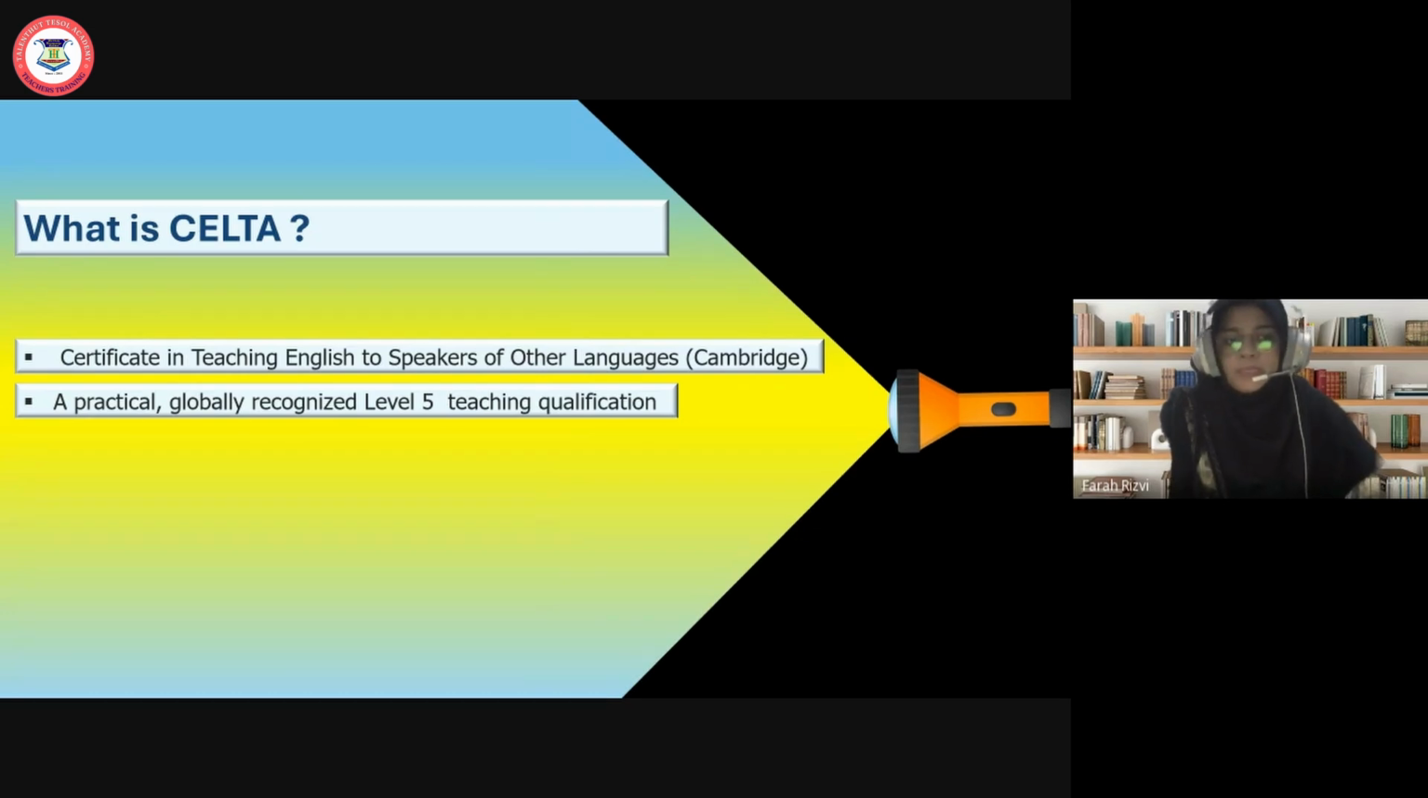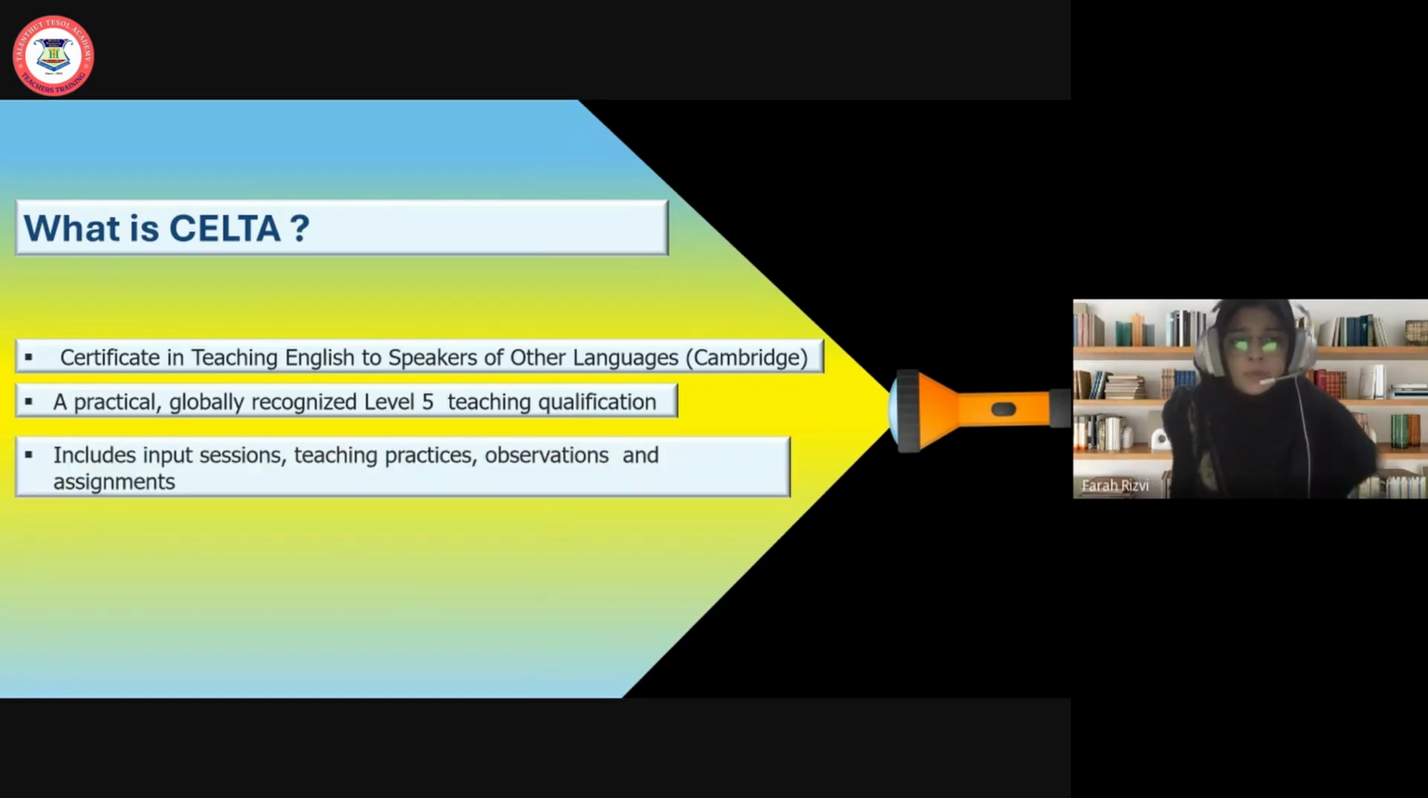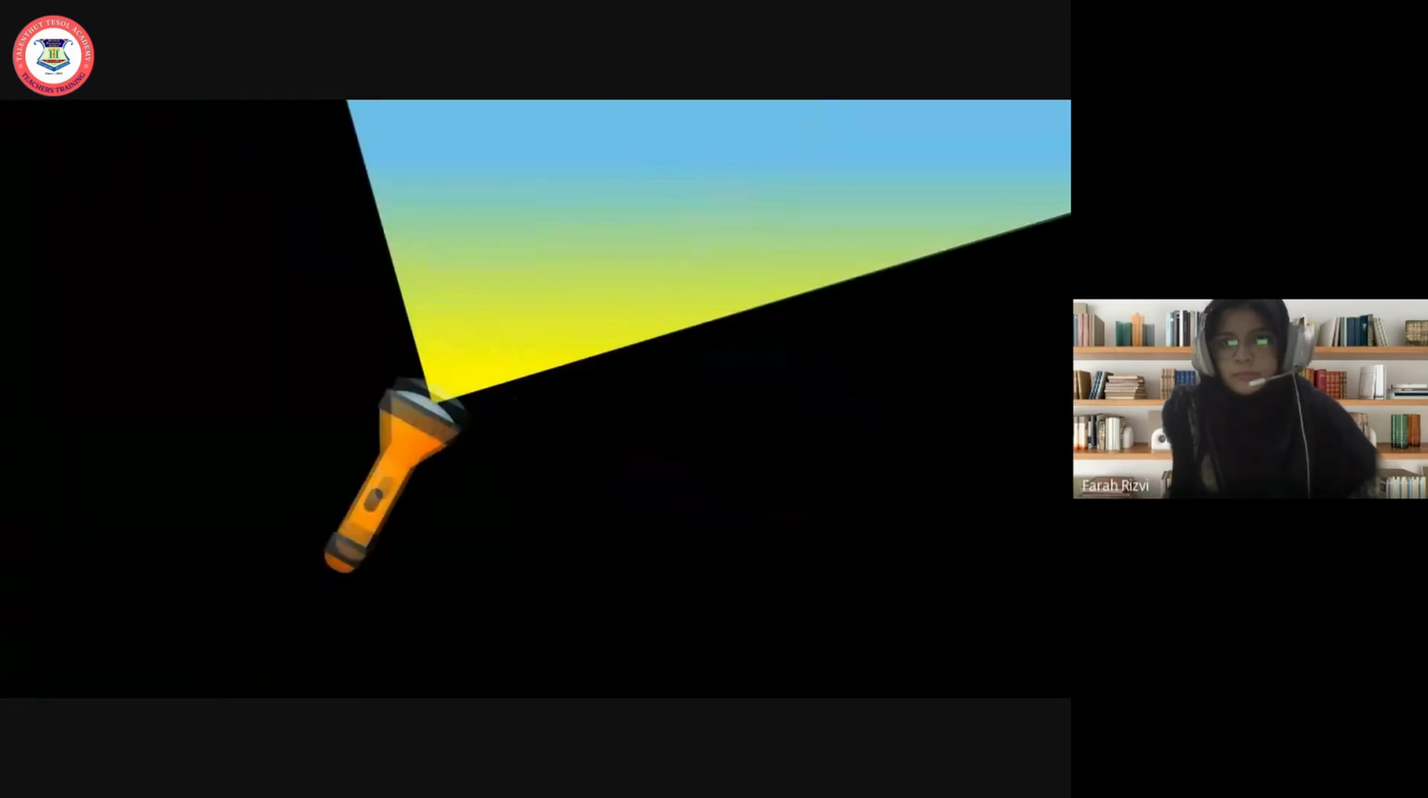And one more thing, it is a practical course. You are not going to talk about just methodologies and theories. You are going to apply those theories and methodologies in real life situations. CELTA includes input sessions, teaching practices, observations, and assignments.